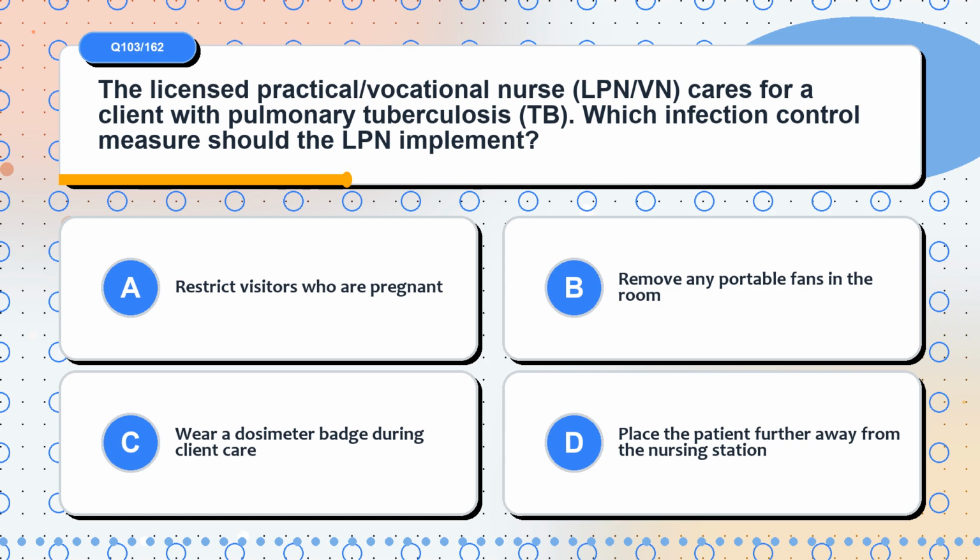Which infection control measure should the LPN implement? Here are the options. Option A. Restrict visitors who are pregnant. Option B. Remove any portable fans in the room. Option C. Wear a dosimeter badge during client care. Option D. Place the patient further away from the nursing station.